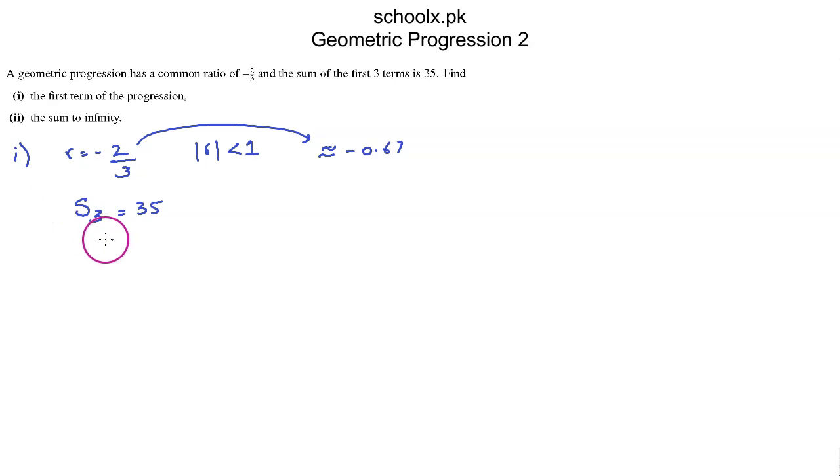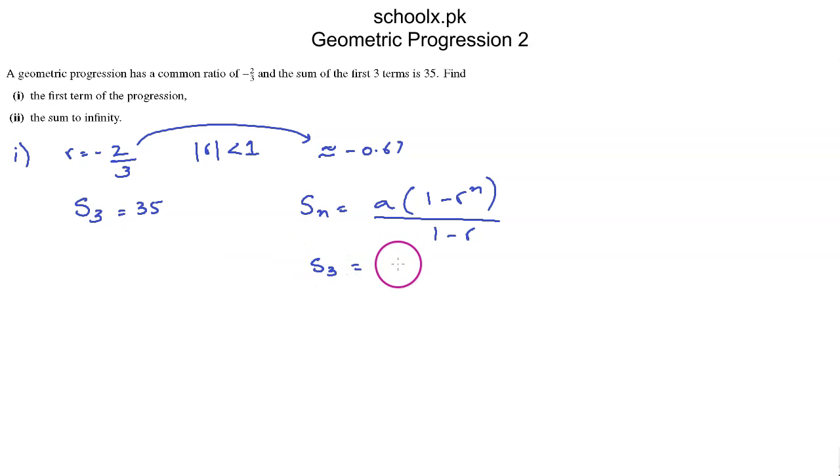So they have given us the sum of the first three terms, so obviously we will need to use the formula for the sum of a geometric progression. Now for the modulus of r less than 1, the formula for the sum was Sn equals a into 1 minus r^n over 1 minus r. So we know that S3 is 35, so S3 is, A is, we don't know what A is, we need to find A, 1 minus (-2/3) raised to the power 3 over 1 minus -2/3.